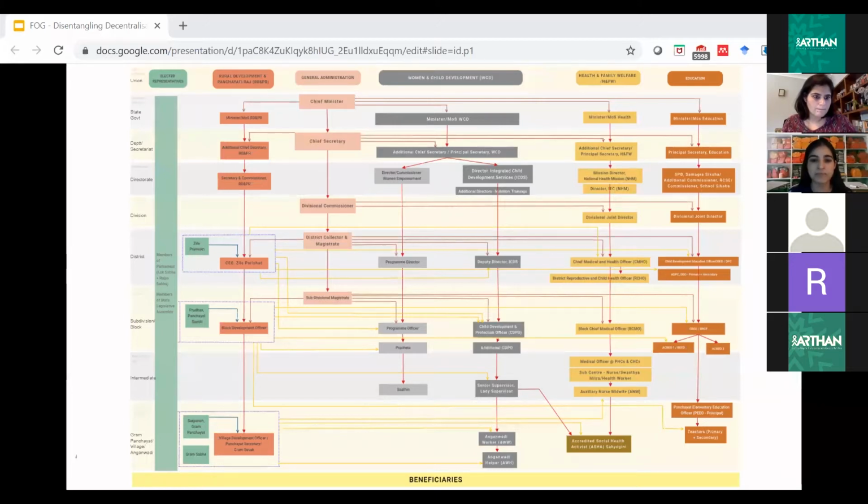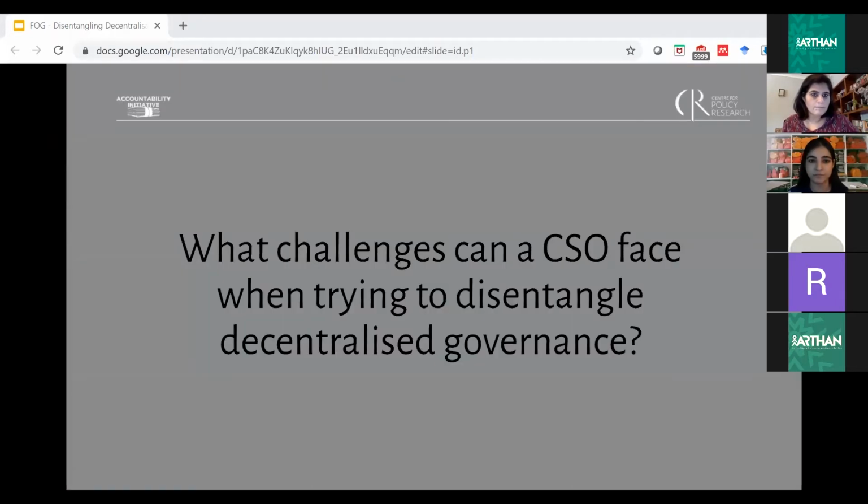So let's just keep this in mind. I know it's really hard to get lost in this entire web, but let's try to keep this in mind, and we'll go forward and try to detangle and understand how a non-governmental organization from the outside can try to navigate this entire thing. So let's imagine that you are a large civil society organization and you want to approach the government and implement a nutrition program.